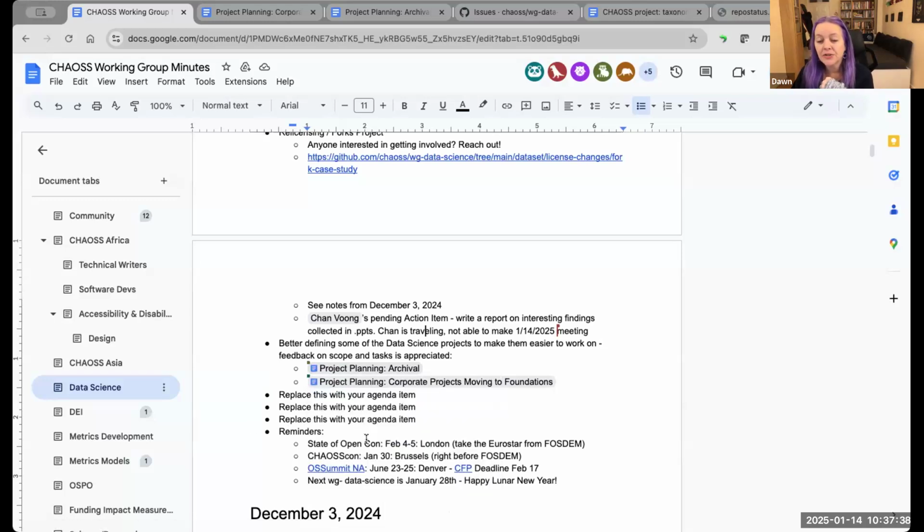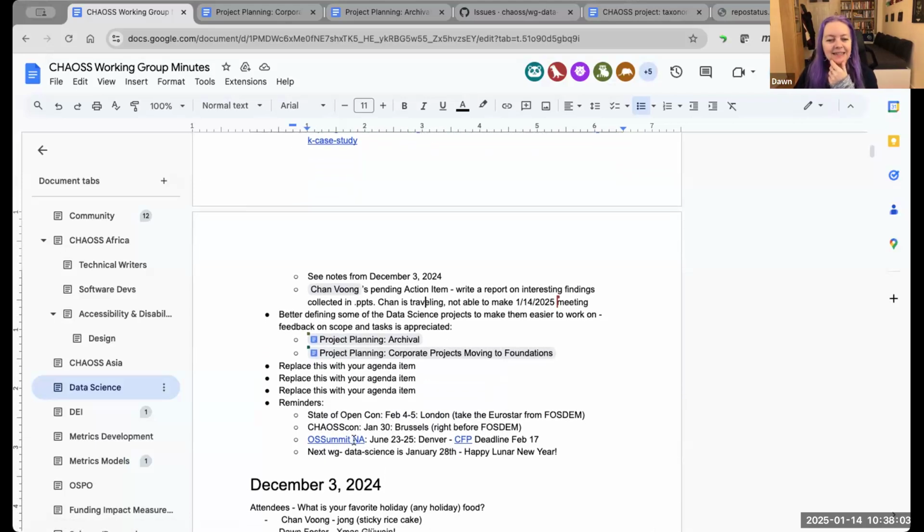We have a couple of reminders. State of OpenCon is February 4th and 5th in London. So it's a nice opportunity to take the Eurostar from FOSDEM in Brussels and go to State of OpenCon. CHAOSScon is, I should have ordered these differently, January 30th in Brussels right before FOSDEM. So CHAOSScon, FOSDEM, State of OpenCon. We've got like a week of nonstop conferencing.